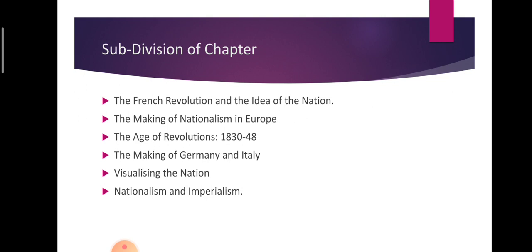The last part of the chapter talks about nationalism and imperialism. Now, what do you mean by the word imperialism? It basically means when you want to extend your country's power by capturing other nations with the help of military or other means. That was happening at that time, when people had already become a nation state and now wanted to capture other nations by using military and other powerful means.